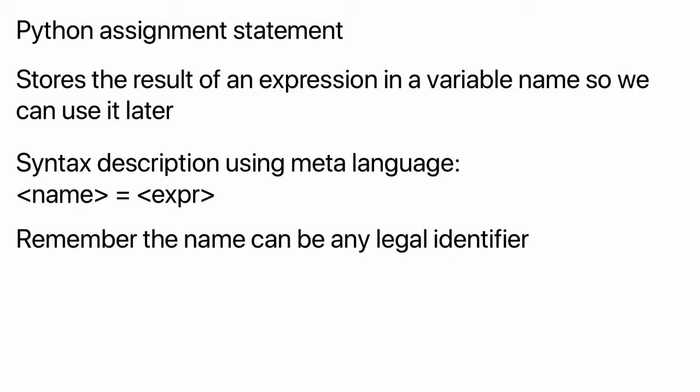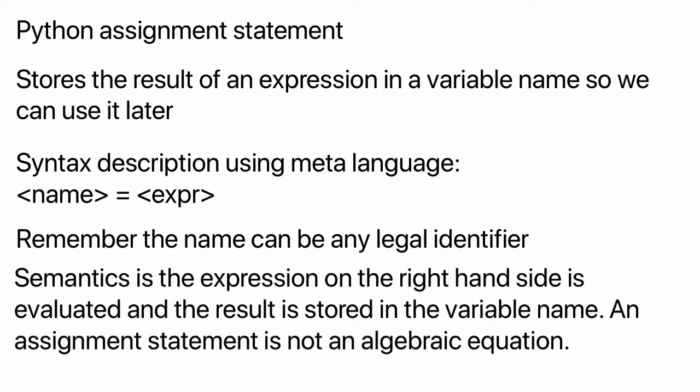The variable name can be any legal identifier. The semantics is the expression on the right-hand side is evaluated, and the result is stored on the variable name. An assignment statement is not an algebraic equation. Instead, it's evaluating the expression on the right and storing it so the variable name now holds the result of the expression.